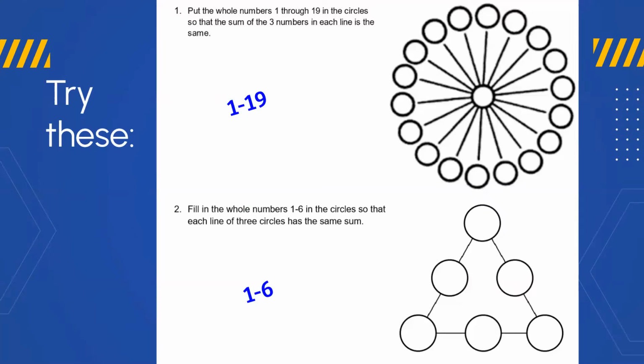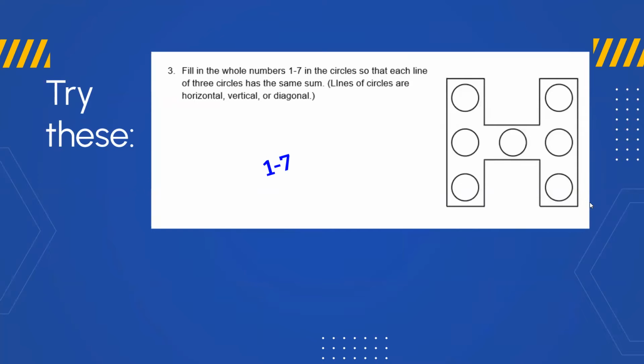This first one uses the numbers 1 through 19 in the circles so that the sum of 3 numbers in each line is the same. The second one uses the numbers 1 through 6 so that the sum of 3 circles on the line is the same sum. And this one uses the numbers 1 through 7 so that each line of 3 circles has the same sum. So we have the vertical lines, the horizontal, and the diagonals have to be the same sum. So this is going to be using another variation of the strategy.